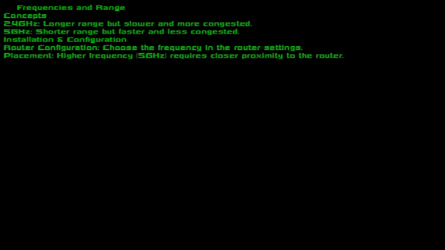Frequencies and range. Concepts. 2.4 GHz. Longer range but slower and more congested. 5 GHz. Shorter range but faster and less congested. Installation and configuration. Router configuration. Choose the frequency in the router settings. Placement. Higher frequency, 5 GHz, requires closer proximity to the router.